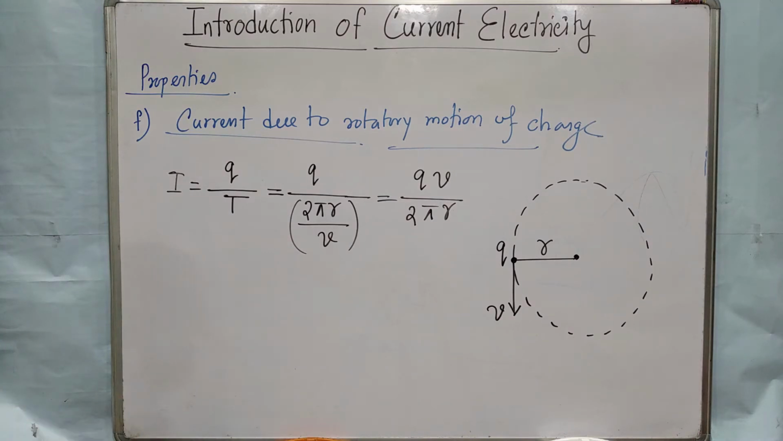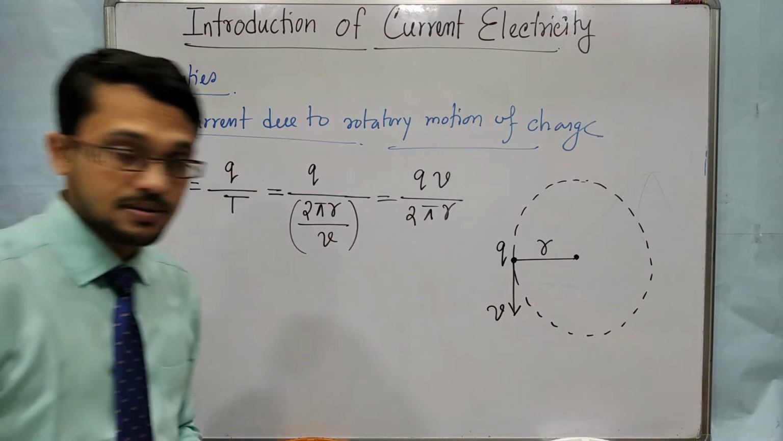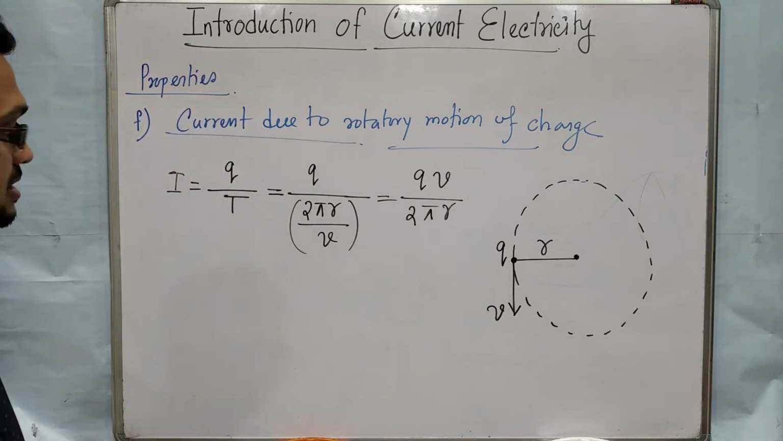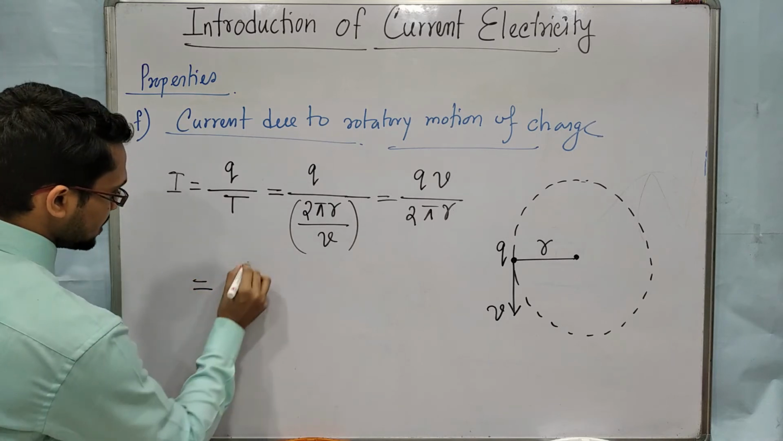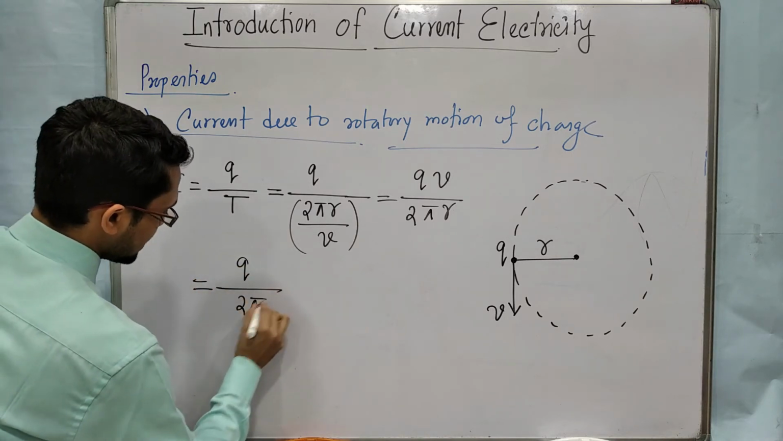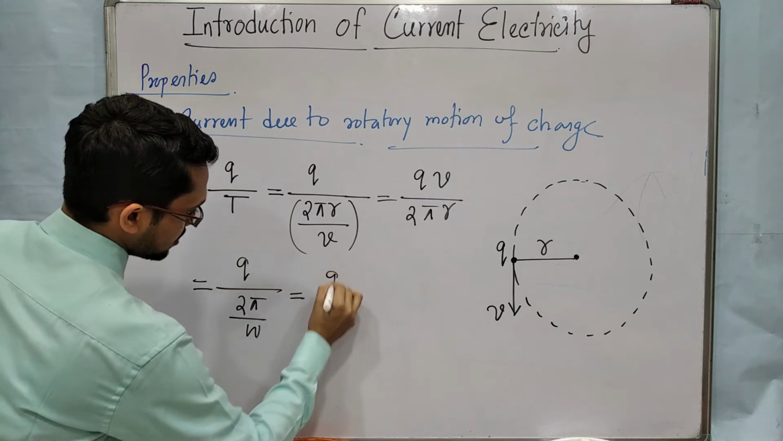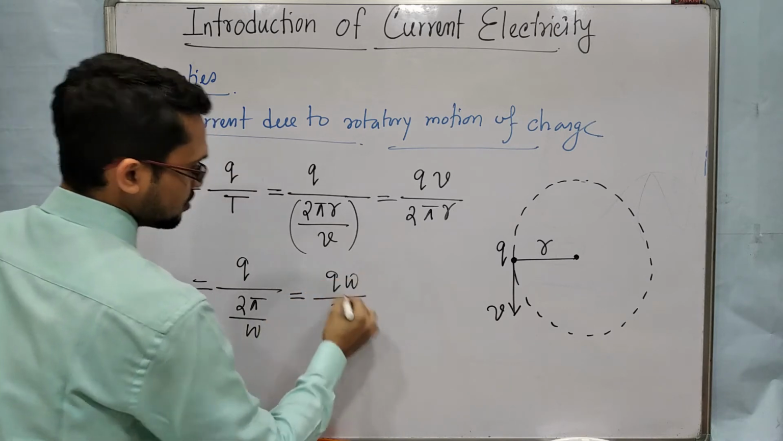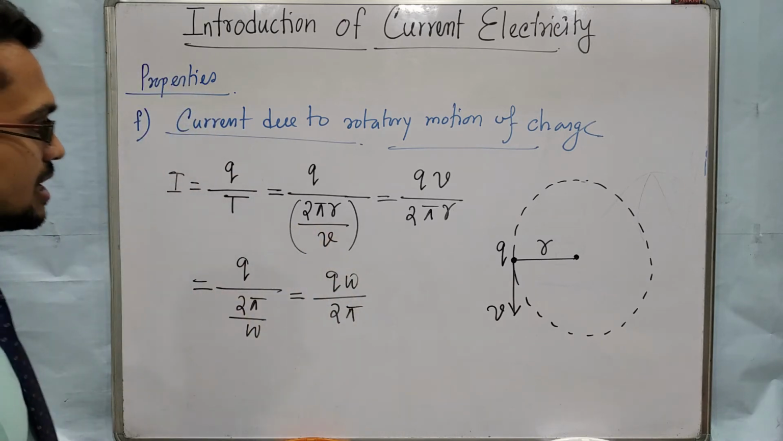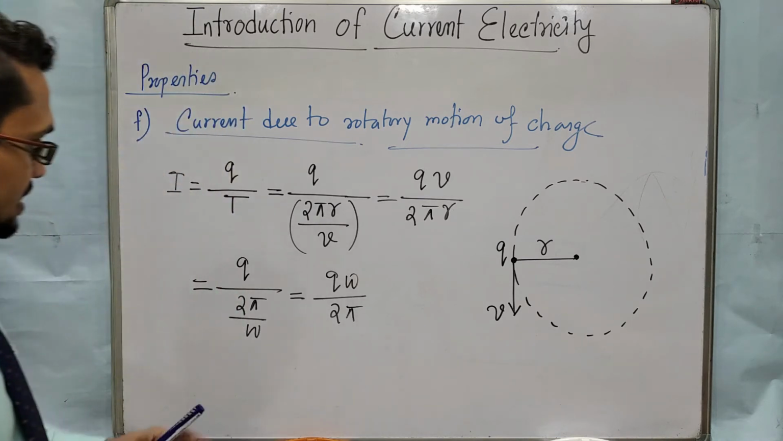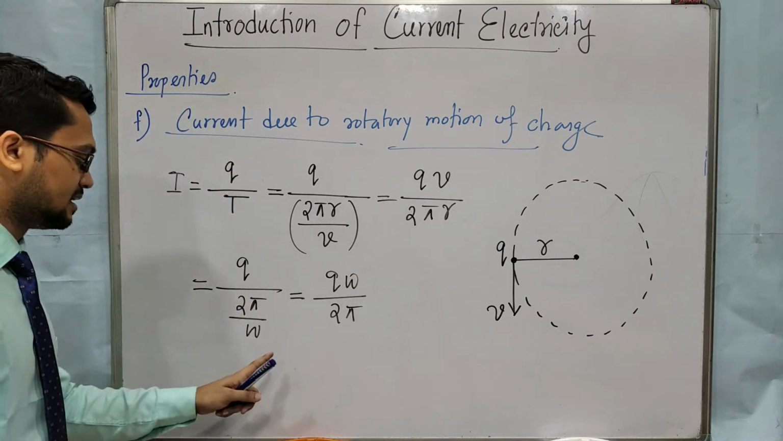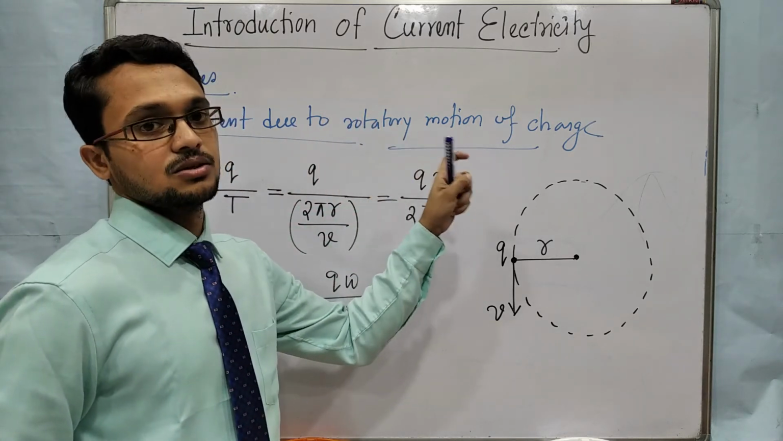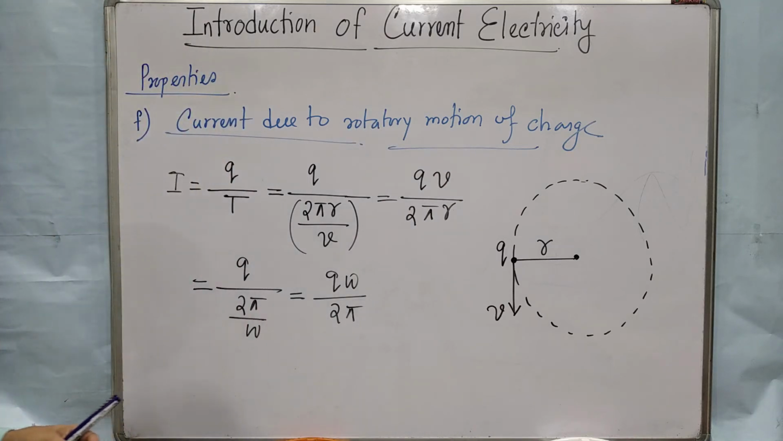Now we can also express it in terms of angular velocity. This is linear velocity V. In terms of angular velocity, the time period will be 2 pi by omega. So the current is Q omega by 2 pi. Omega is known as angular velocity. In this way we can also find the time period of charges that are rotating in a circular path. Clear?